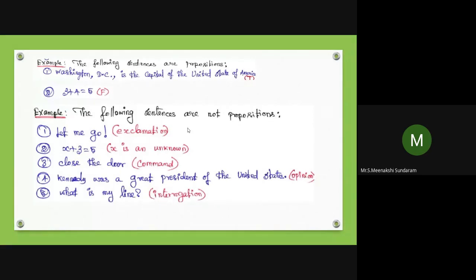3 plus 4 equal to 5. Of course, 3 plus 4 is 7, so it is not equal. But it is still a statement, and we can say it is false. In this case, x plus 4 equal to 5.